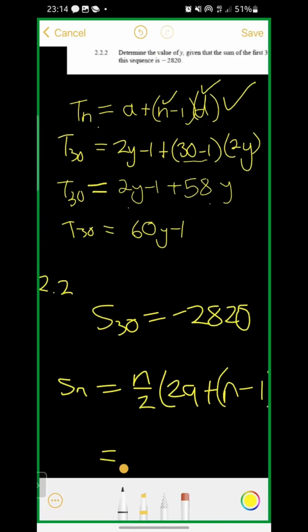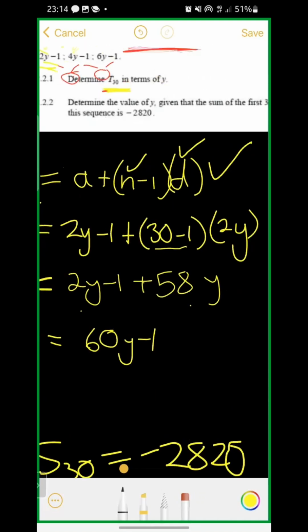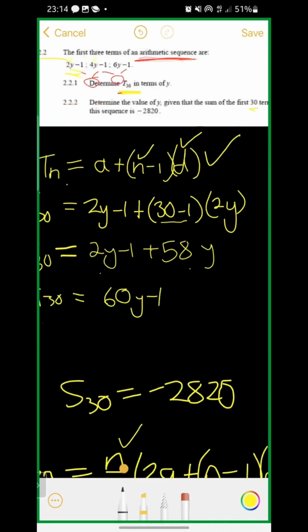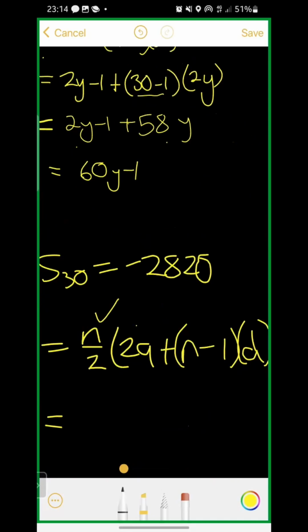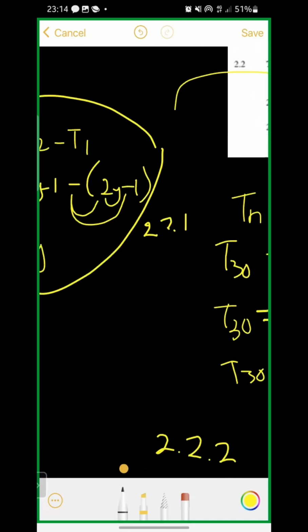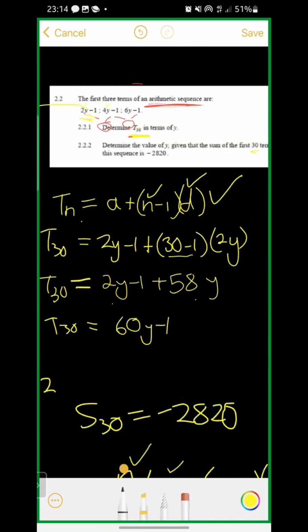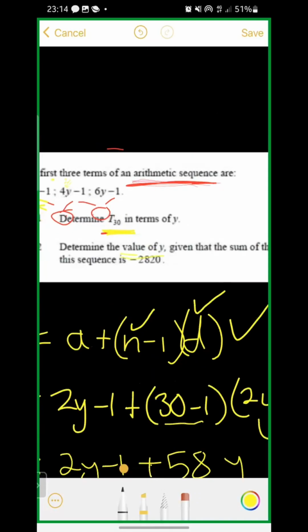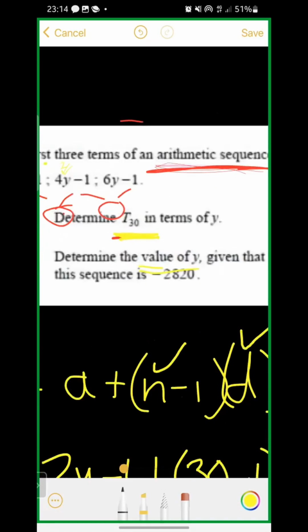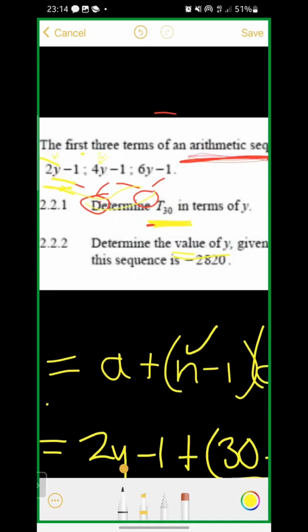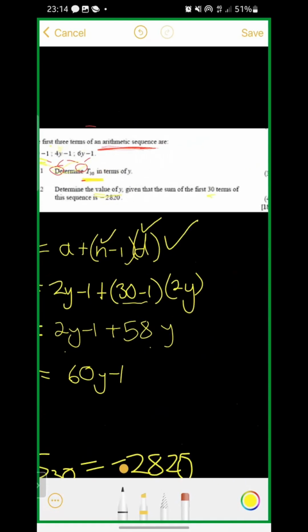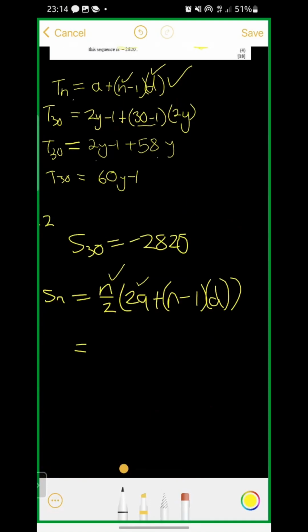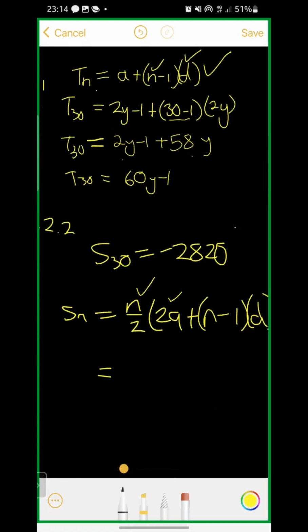So here we can see that our n we can have because we're looking at the sum of the first 30. And our a... We're looking for the value of y, but not in our normal way, where we would just find the difference and equate it. They want us to find it by saying that the sum of the first 30 terms of this sequence is negative 2,820. So we need to use the sum formula. We have S30, that's the information they've given us.